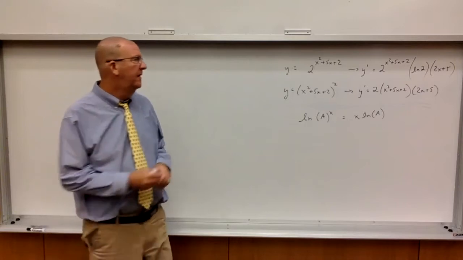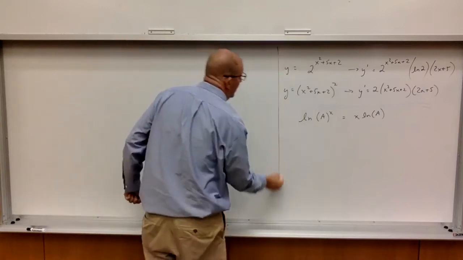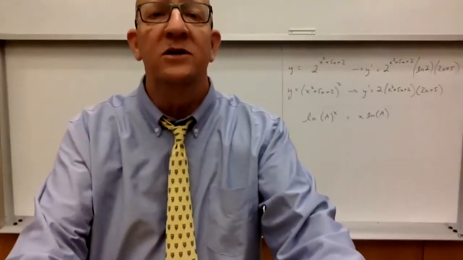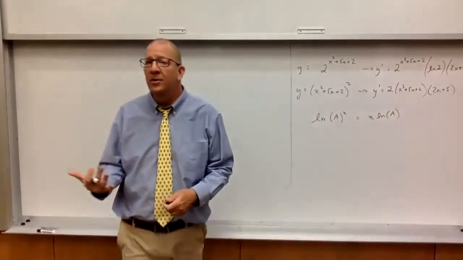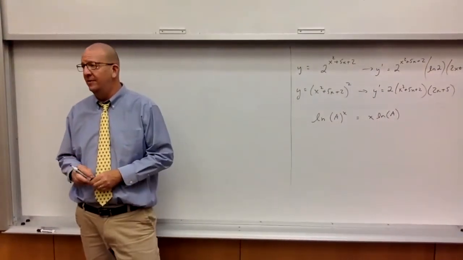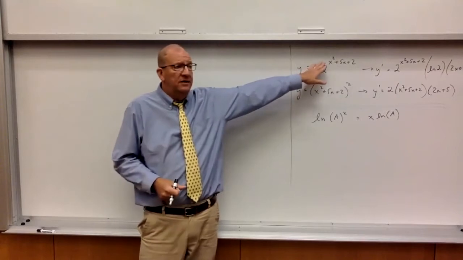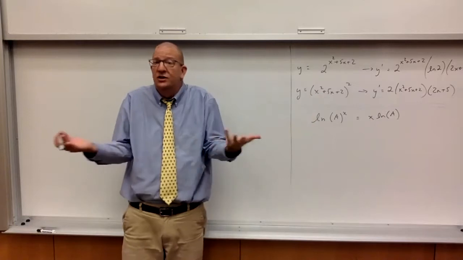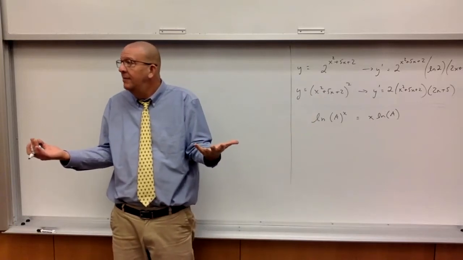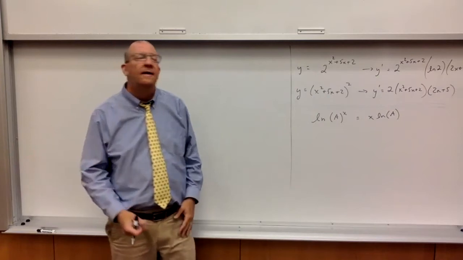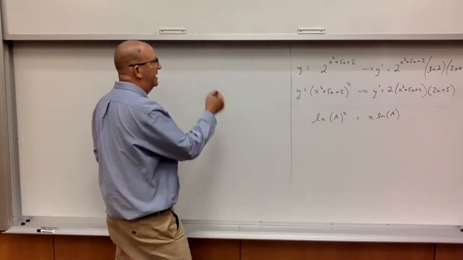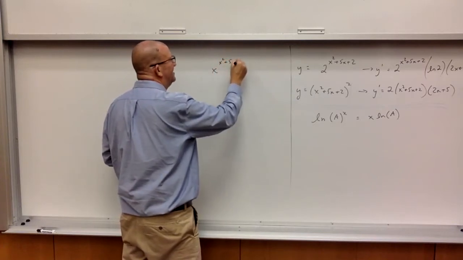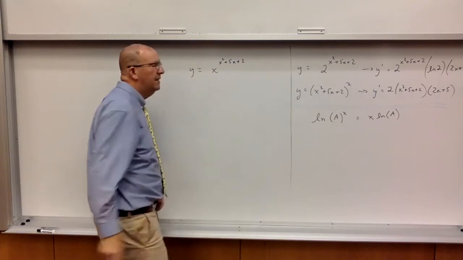Now, the question becomes, what do we do when I've got a variable in the base and a variable in the exponent? Variable in the exponent, it's an exponential function. Variable in the base, that's just a polynomial function, right? What would we do when we have both? All right, so let's take x to the x squared plus 5x plus 2.